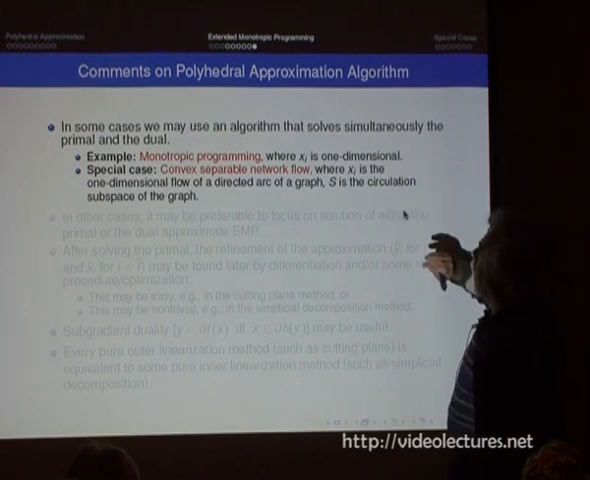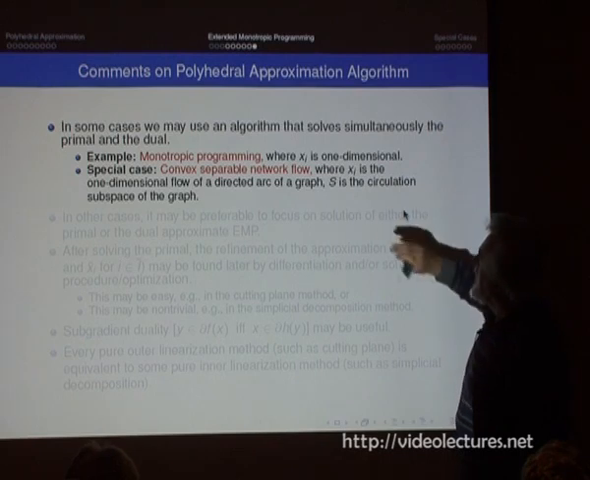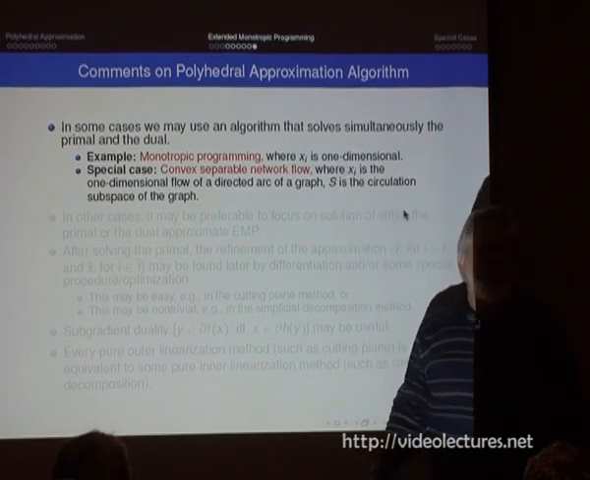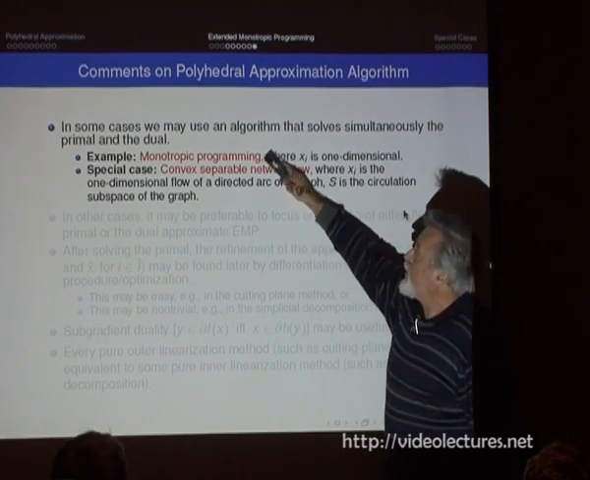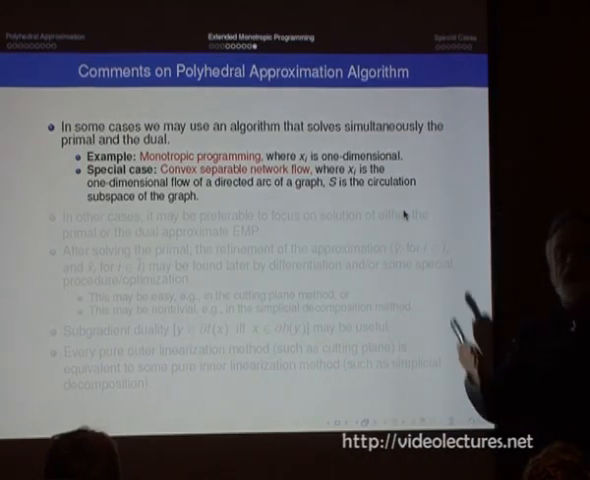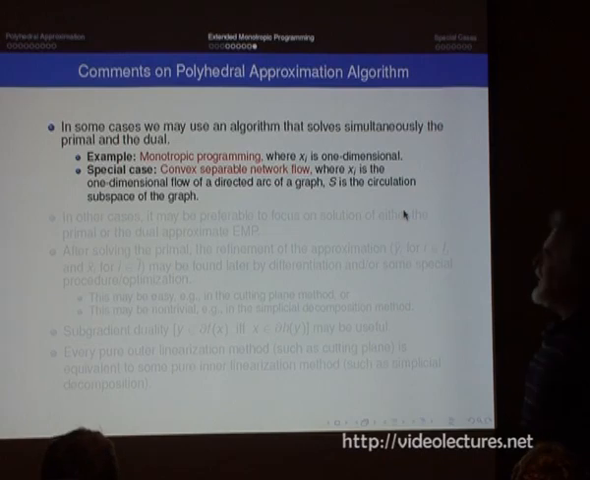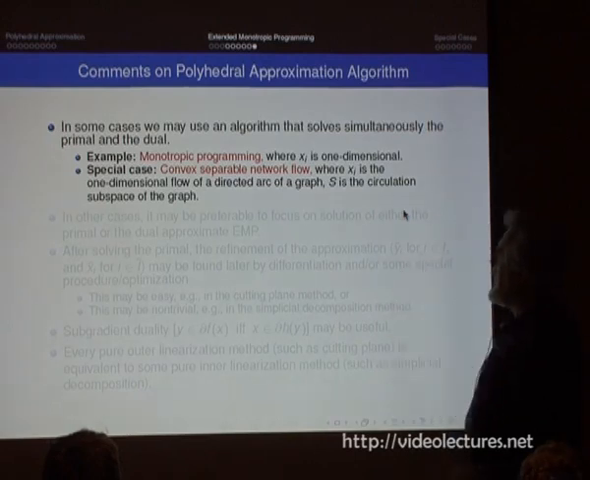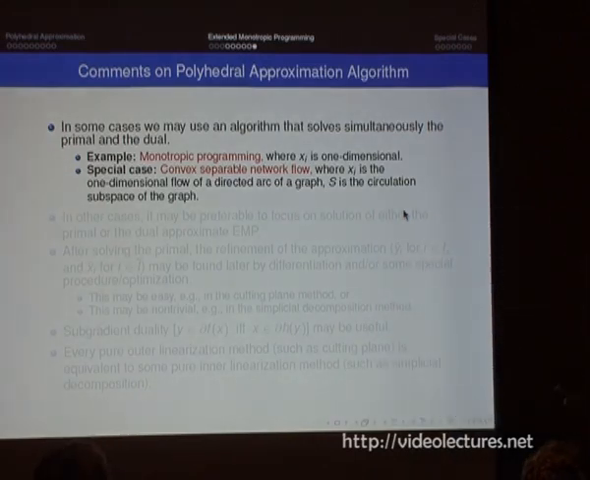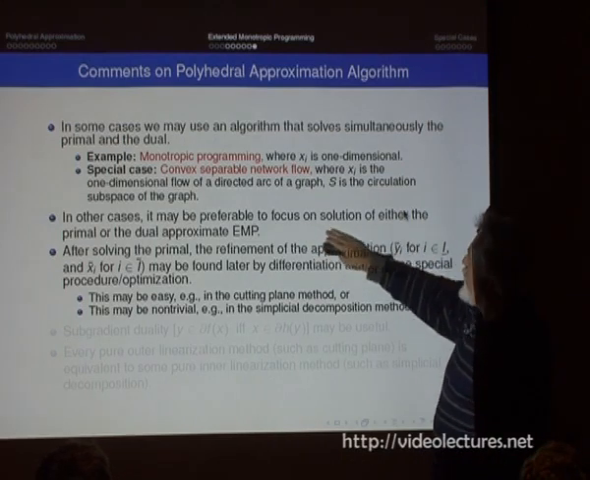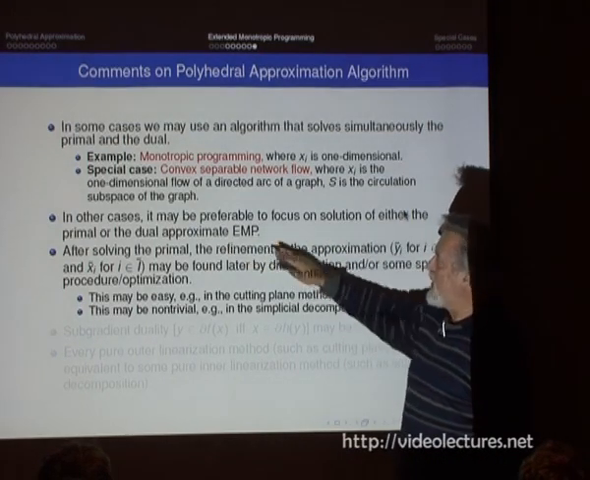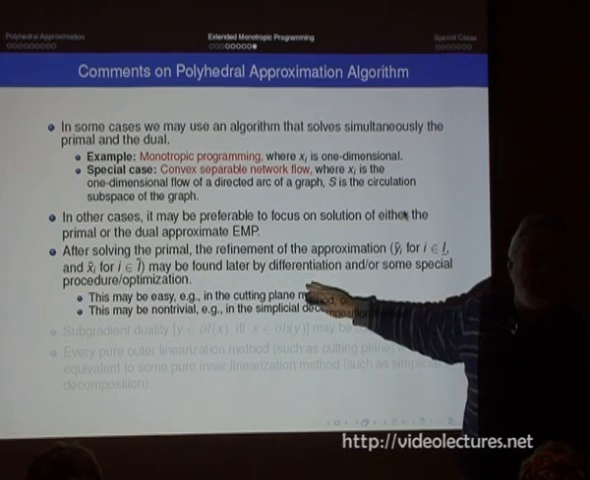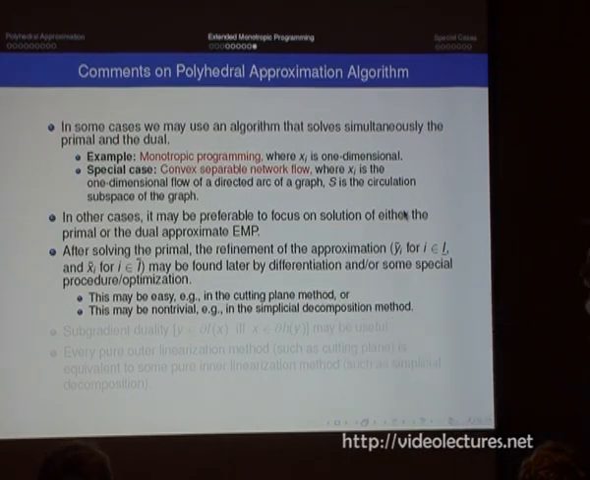So regarding the solution of the approximation problems, in some cases, you may use an algorithm that simultaneously solves the primal and the dual. In monotropic programming, almost all the algorithms solve simultaneously the primal and the dual. In network flow problems, that's certainly the case. Then you would have simultaneously at the end of the algorithm the x hats and the y hats. In other problems, it may be preferable to focus on the solution of either the primal or the dual, and then after solving the primal, you can refine the approximation by differentiation. You can go into the enlargement step and differentiate. And this may be easy.